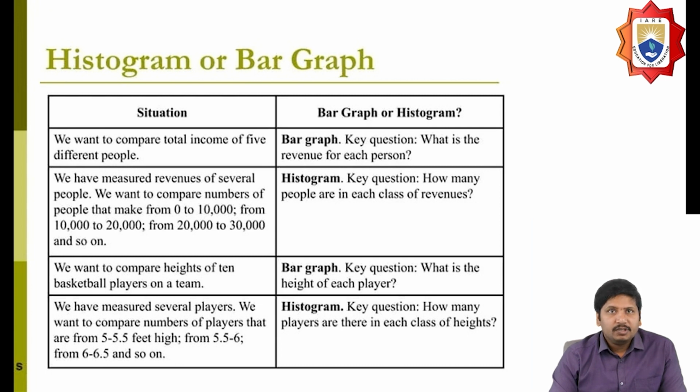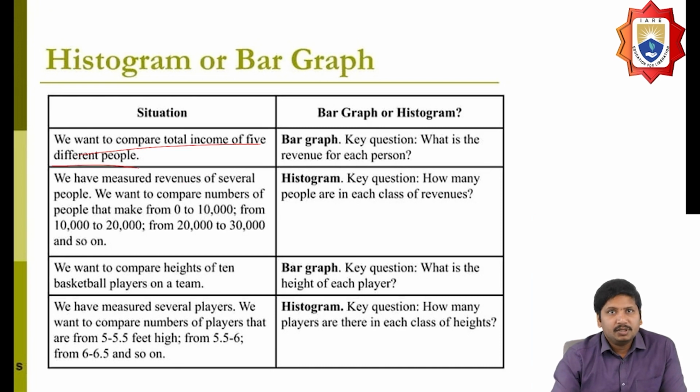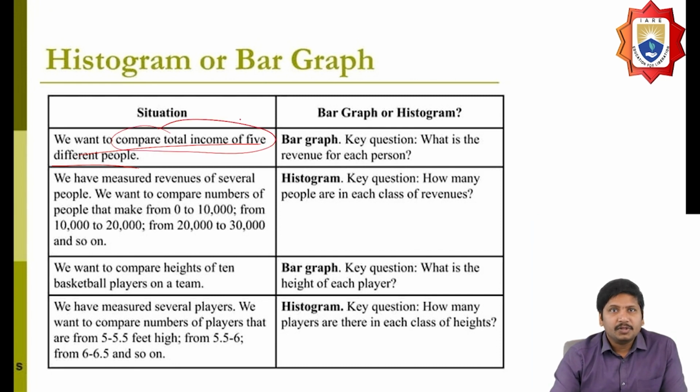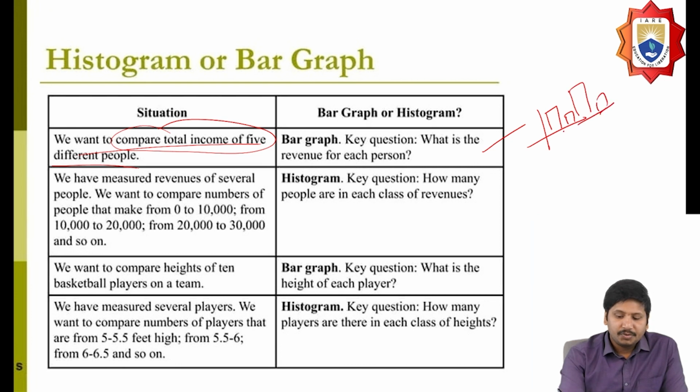For the first situation, we want to compare the total income of five different people. So at that time, do I have to construct a bar graph or a histogram? The solution is the bar graph.